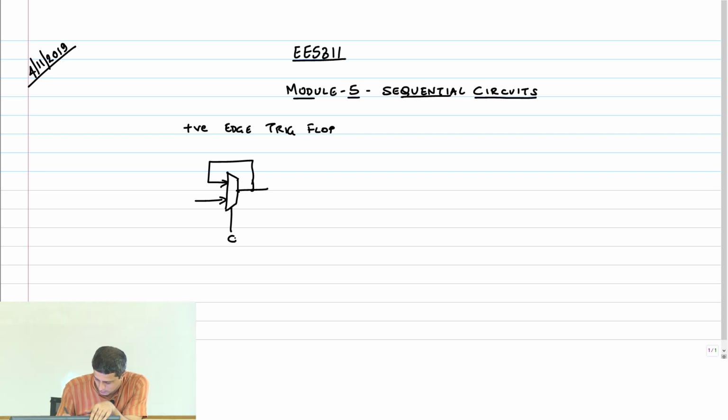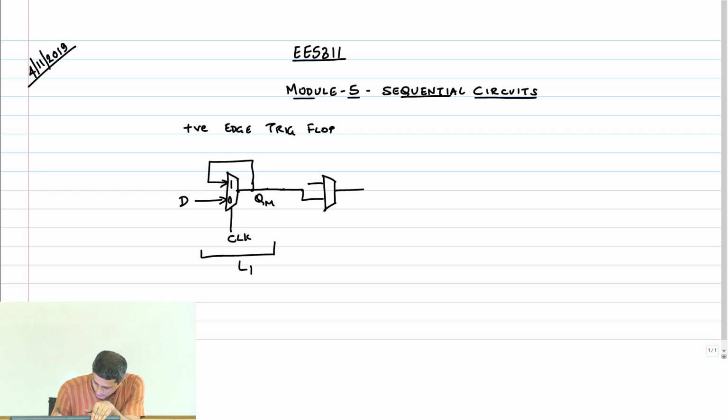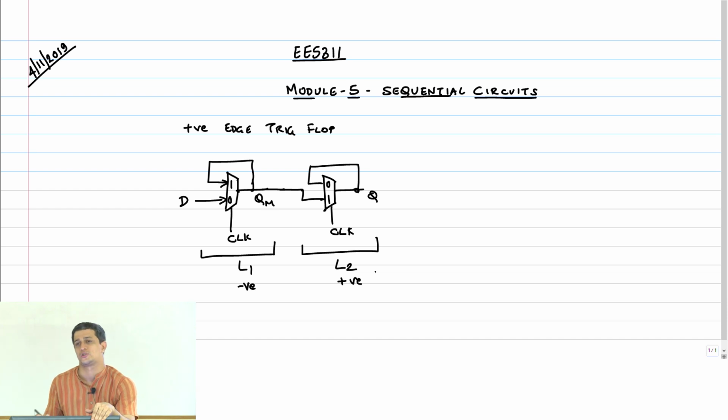Right, so clock, we needed a negative latch first, which means that this has to be 0, this has to be 1, D can go out to QM. This is my latch L1, and then we have another mux here, Q, and this is again clock, and then I'm going to call this 0, 1. So this is L2, this is a negative latch, this is a positive latch.